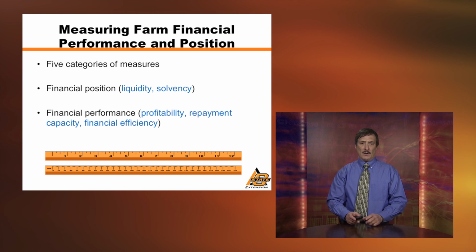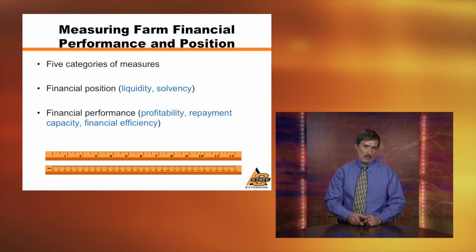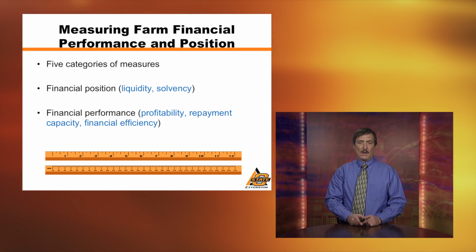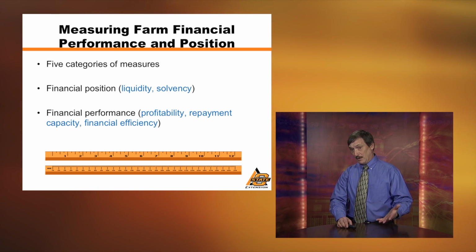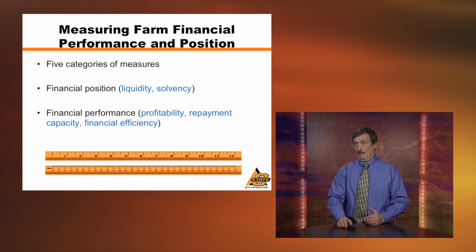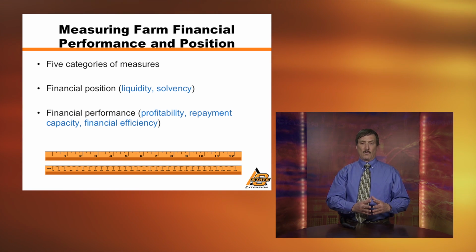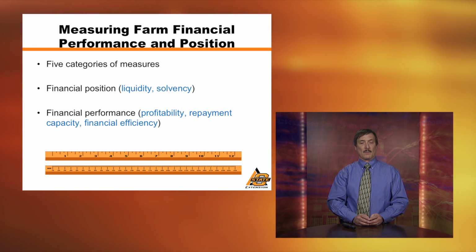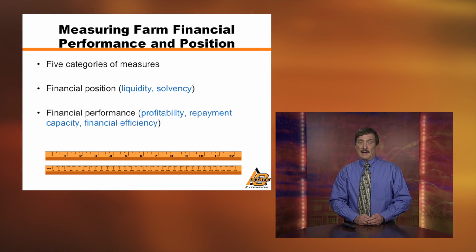So we're going to talk about measuring farm financial performance and position. There are 5 long-established categories of financial measurement. 2 of them pertain to what we call financial position, the financial status of the farm. Those 2 categories of measures are liquidity and solvency. I will talk a little more in detail in just a few minutes about what those terms mean.